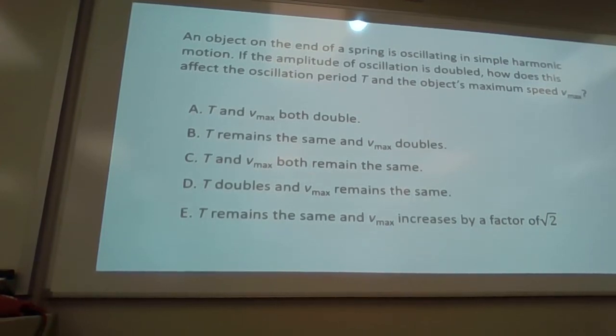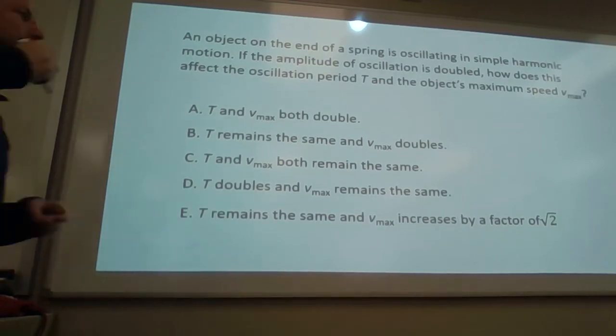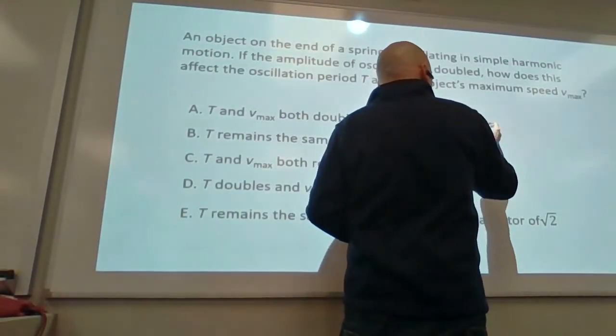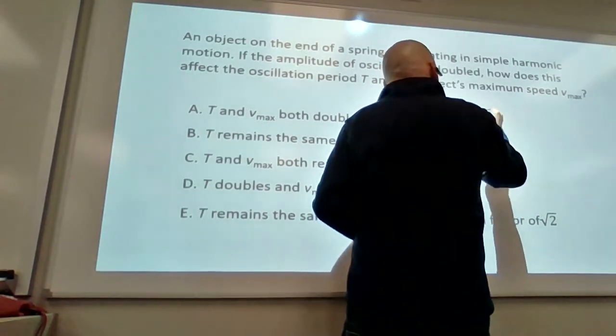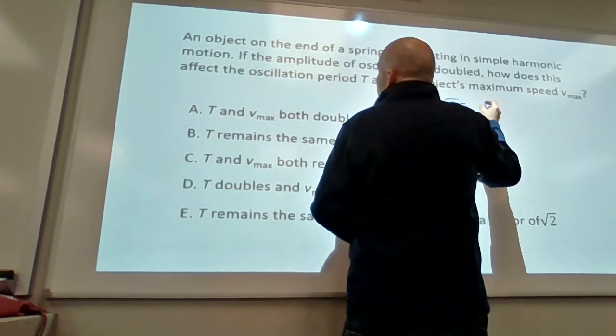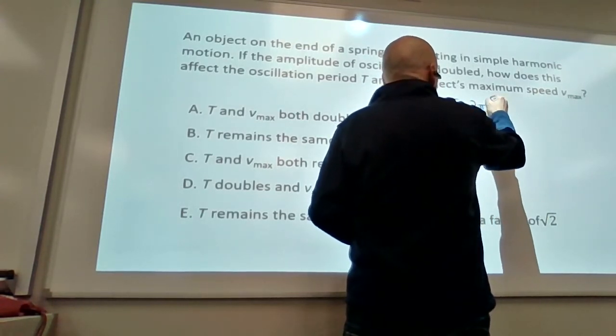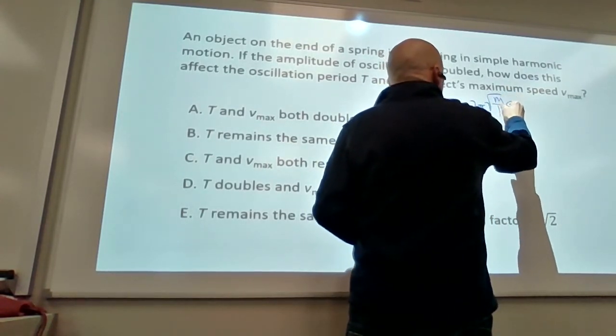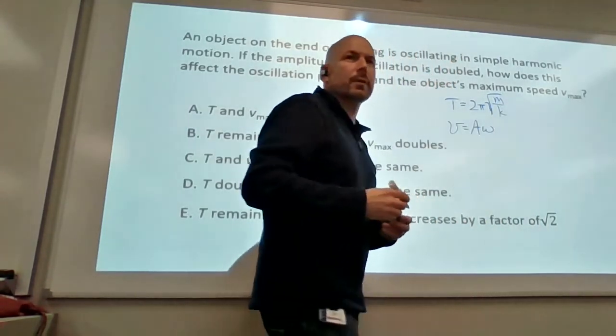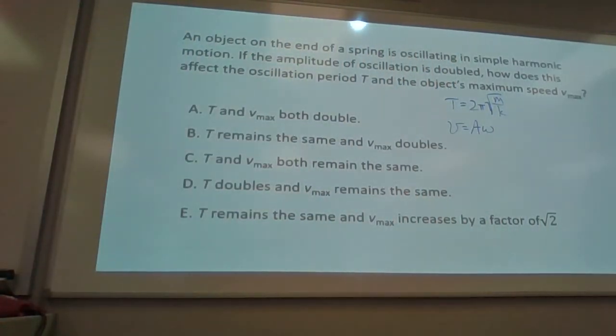Correct answer is B. Beautiful butterfly. Okay, so period is not affected by the amplitude. However, the speed is. What are we doing here? Oscillating. So that's 2 pi square root of mass over spring constant. Okay, independent of the amplitude.